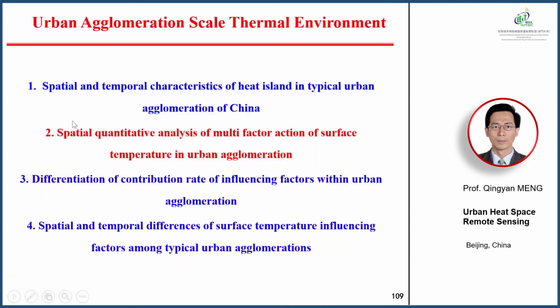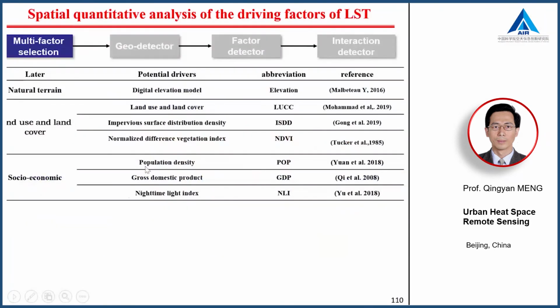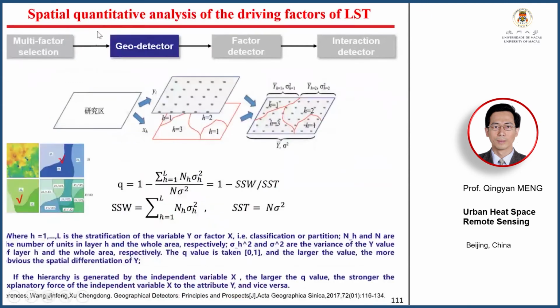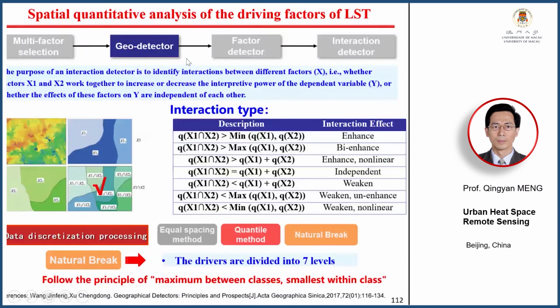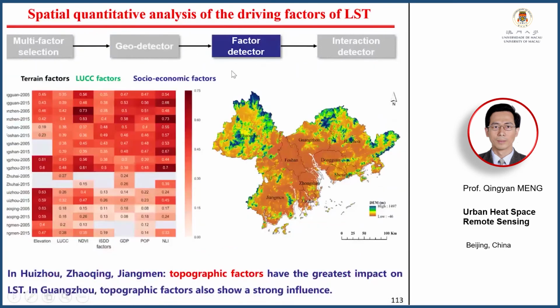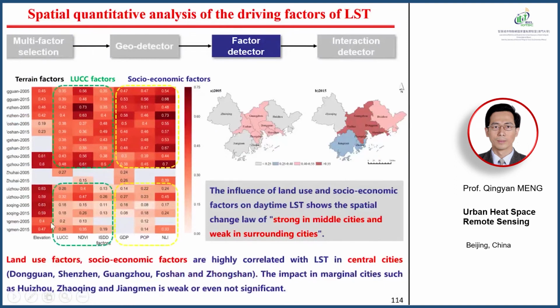Then we have finished that, and we move to the spatial quantitative analysis of the multi-factor action. What influences the land surface temperature in the urban agglomeration? So we also use the multi-factors. Also, with several factors, we use the GeoDetector and the factor detector to study it.